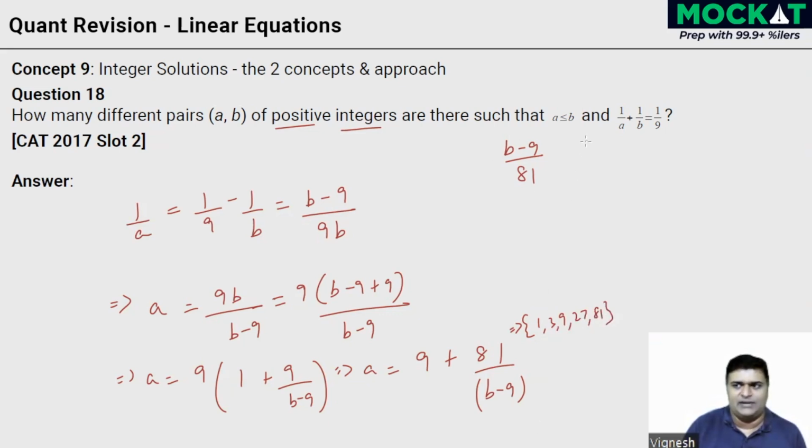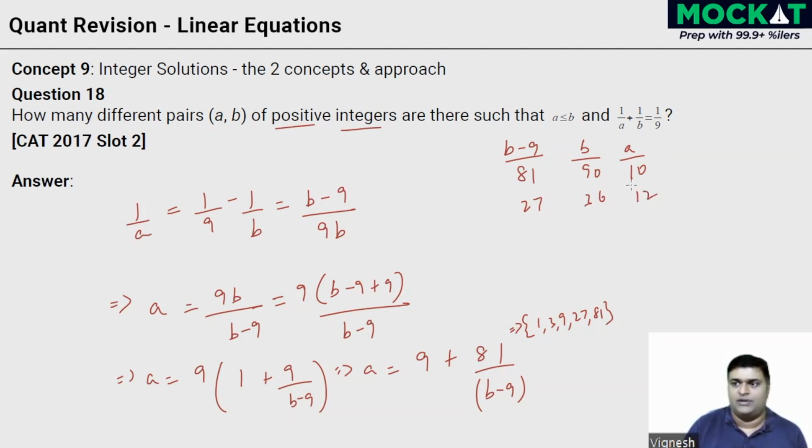So B minus 9 is 81. So B becomes 81 plus 9, which is 90. Then A is going to be what? A is going to be 9 plus 81 by 81, which is 9 plus 1, which is 10, right? B minus 9, the next possible value over here is going to be 27. 27 plus 9 is going to give us 36. And if it was 27, 81 by 27 is 3, and 3 plus 9 gives me 12.